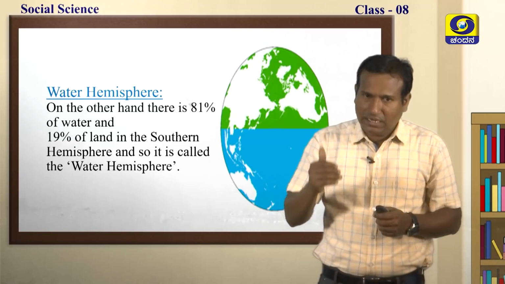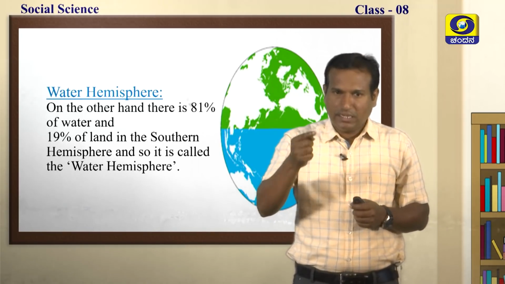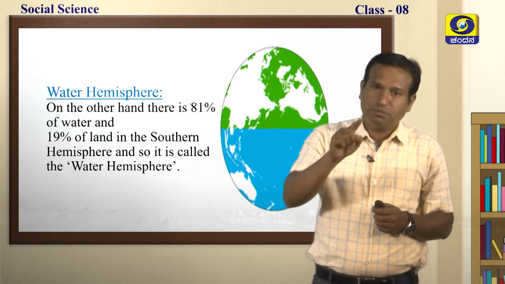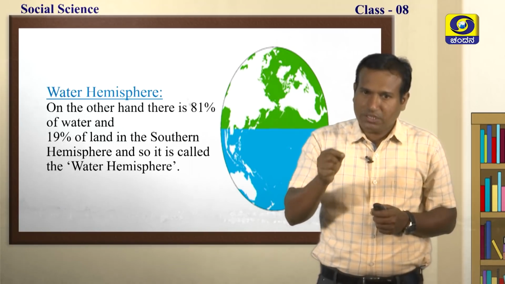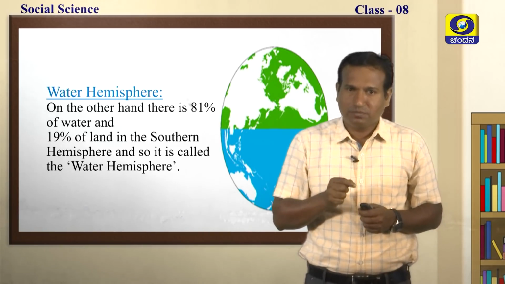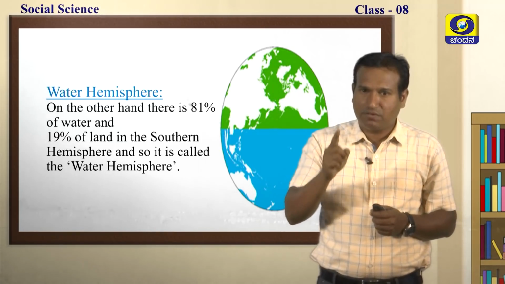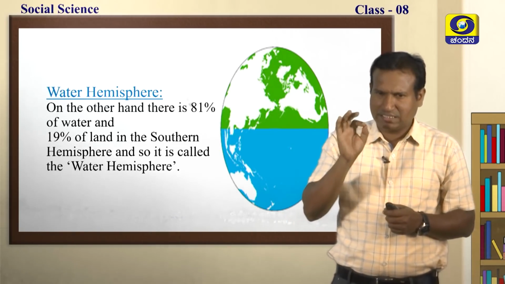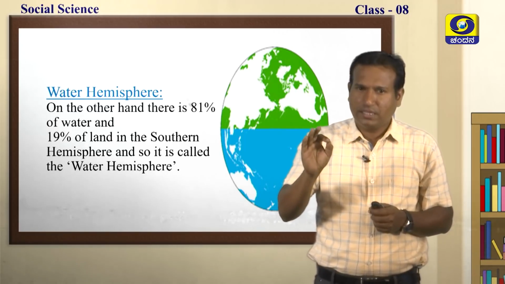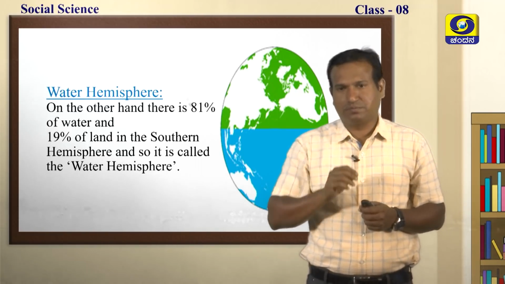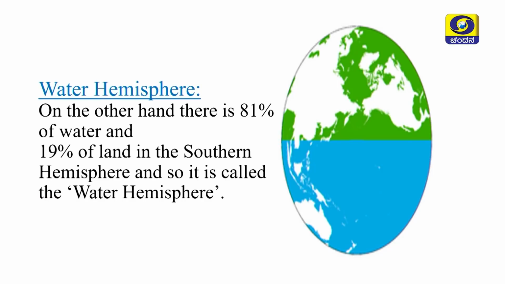If we come to the southern hemisphere, we also call it the water hemisphere. Why is the southern hemisphere called the water hemisphere? Almost 81% of it is covered by water, with just 19% land in the southern hemisphere. That is why the southern hemisphere is called the water hemisphere.